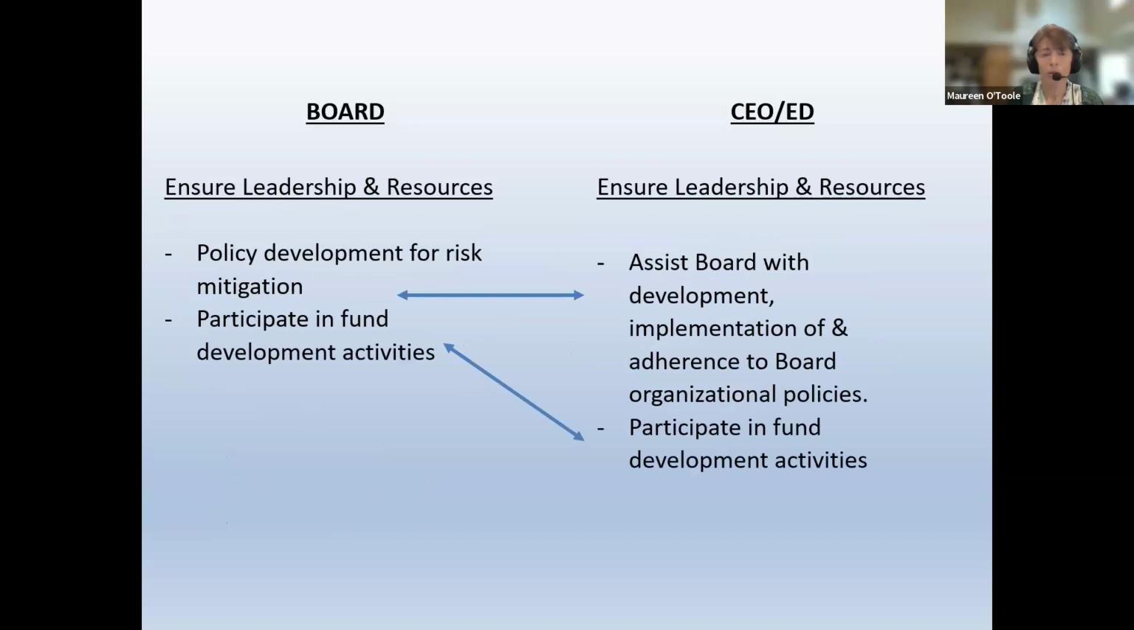All right. So I think this is the last section for this, because as I said, ensure leadership and resources is the biggest work area for a board. And then policy development for risk mitigation. So here's an example. Bishop Kelly has what's called a board of governance instead of a board of directors. And they are, in writing in their bylaws, a policy creation board. That's what their bylaws say.